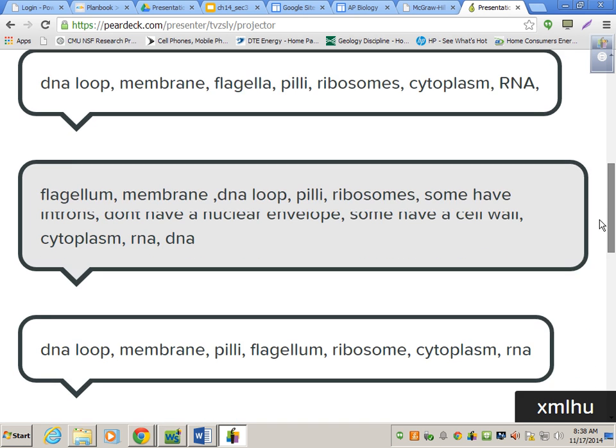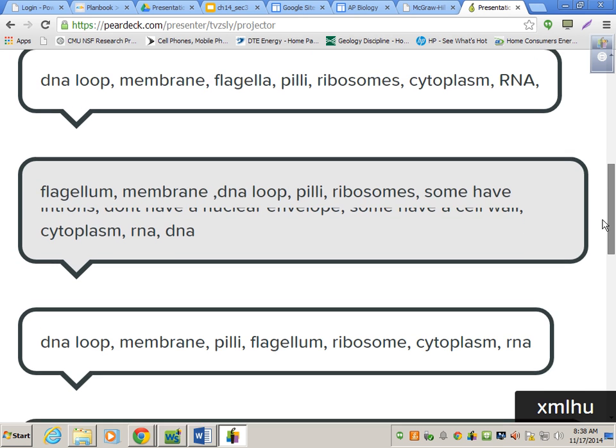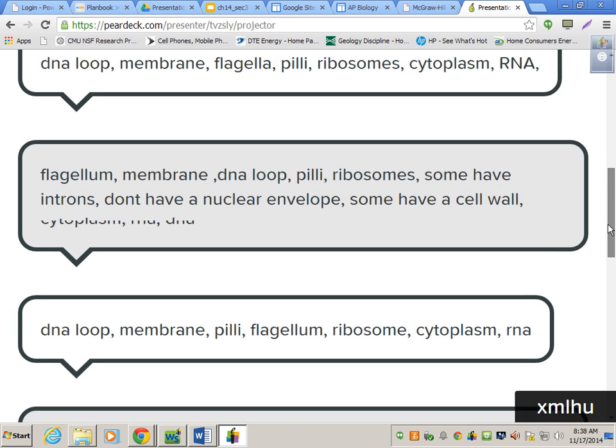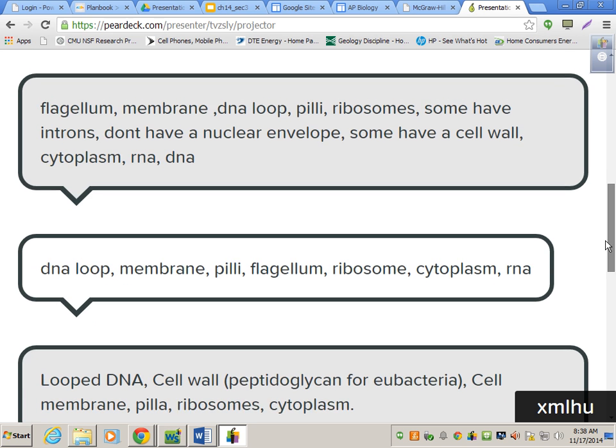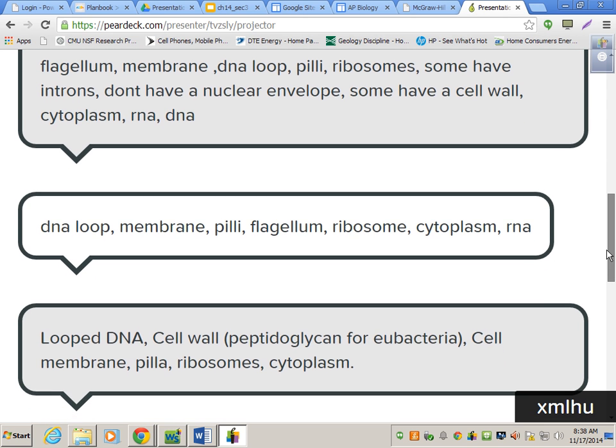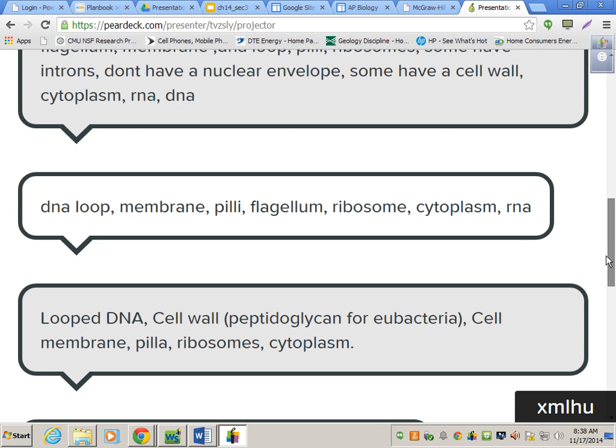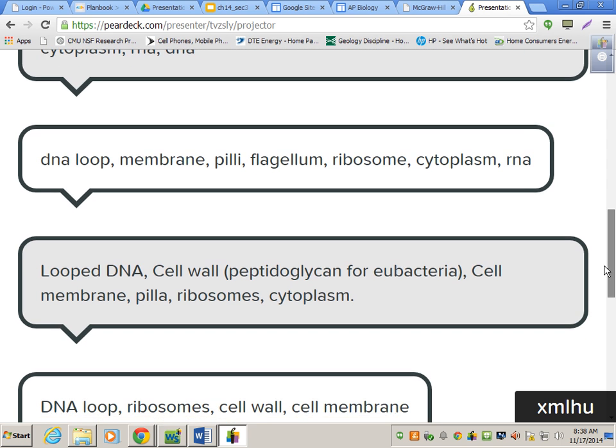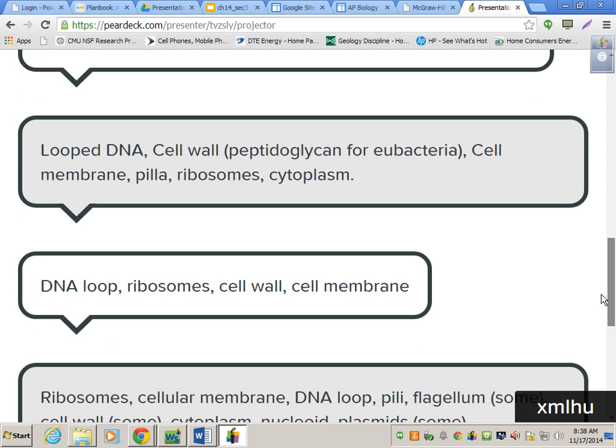Bacteria, okay, DNA loop, there we go. Membrane, flagella, pili, ribosome, cytoplasm, RNA sometimes. Flagellum, membrane, DNA loop, pili, there we go. Don't have a nuclear envelope, cell wall, cytoplasm, RNA, DNA. There we go, see if there's anything new.